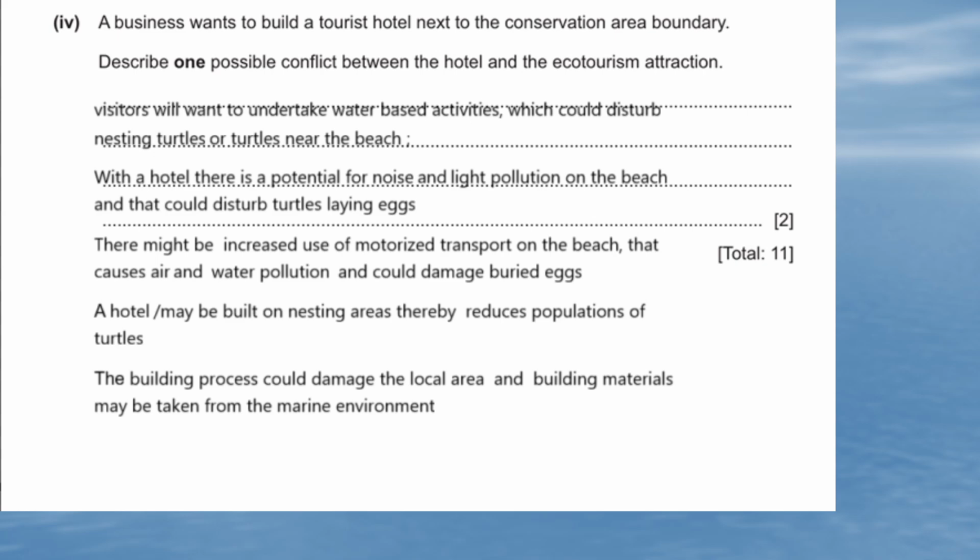I would say that visitors would like to undertake water-based activities, which could disturb nesting turtles or turtles near the beach. And with a hotel, there's a potential for noise and light pollution on the beach. That could disturb the turtles laying their eggs. There might be an increased use of motorized transport on the beach. That can cause pollution and can damage buried eggs. A hotel may be built on the nesting area, thereby reducing the size of the nesting area and thereby the population of turtles. Or the building process itself could damage the local area, and building materials might be taken from the marine environment.